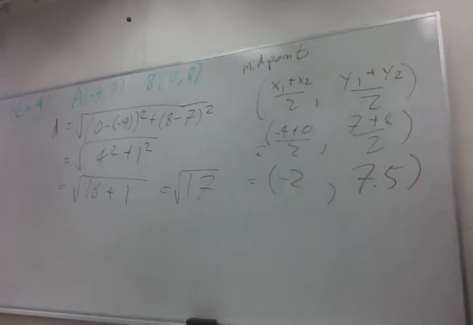Now 7.5 is fine as a decimal because it's an exact decimal. It doesn't keep going and then get cut off by your calculator. It stops. It is just exactly 7.5. If you want to write it as 15 over 2, that is also correct.